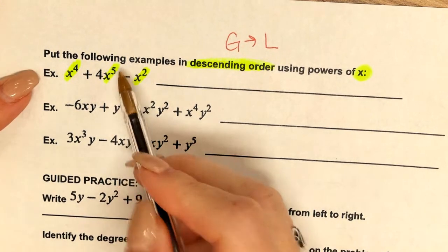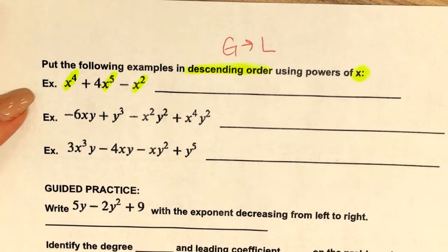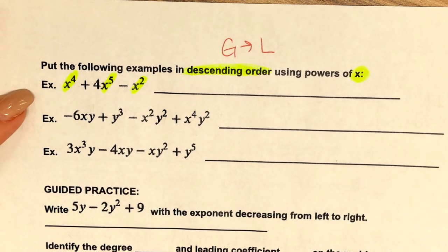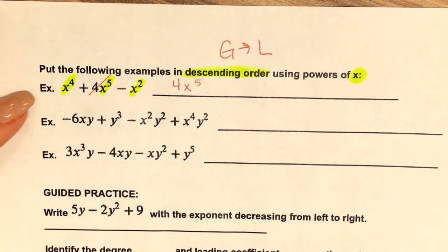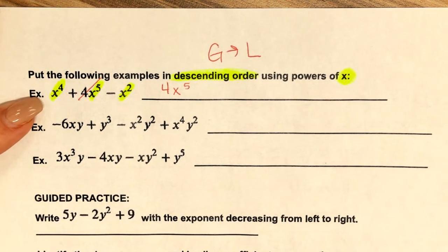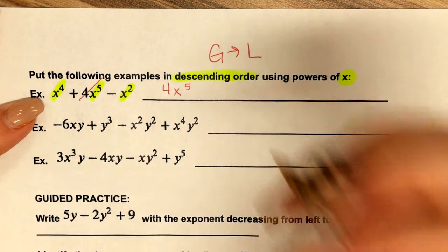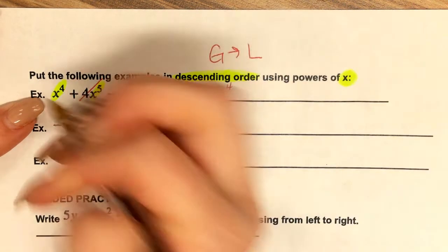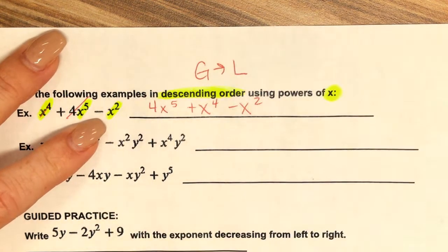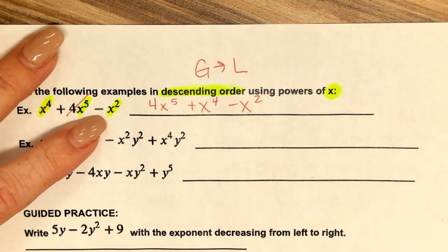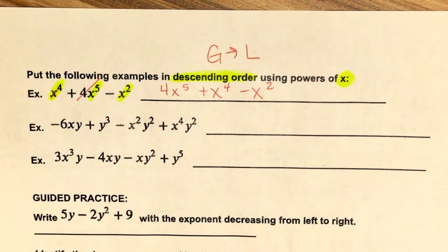Okay, which one had the greatest exponent? 4x to the 5th. Okay, which one had the next greatest exponent? Plus x to the 4th, because that's positive, so I put a plus sign. And then this one has a minus in front of it, so I got to keep that. How'd y'all do? Good?